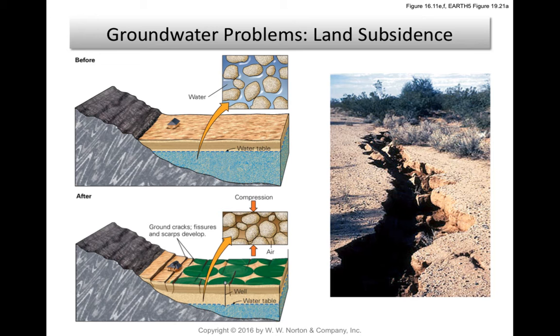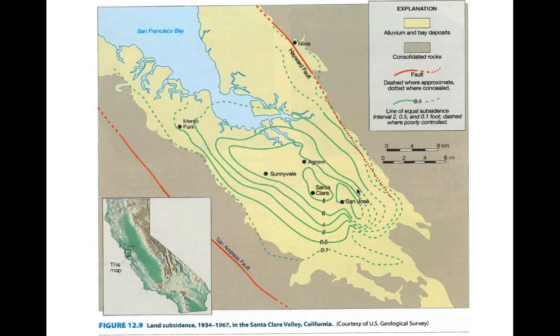And one of the problems we see is land subsidence, and we see these cracks or fissures that develop along the boundaries of the basin. And this is one of the problems we see here in the Santa Clara Basin. And the lab for this week will deal with subsidence in the San Jose area.